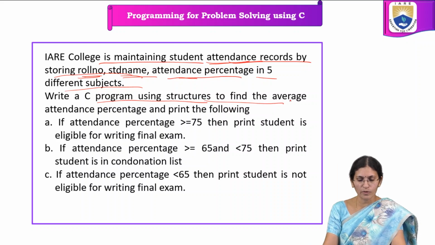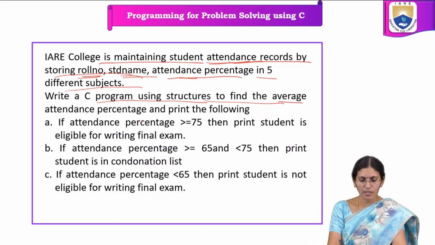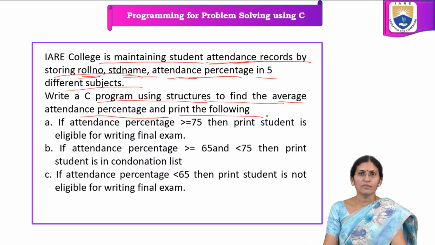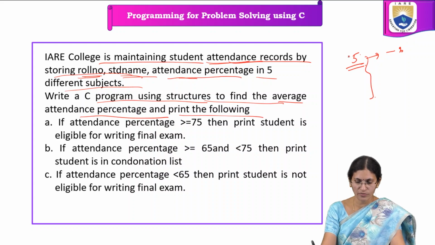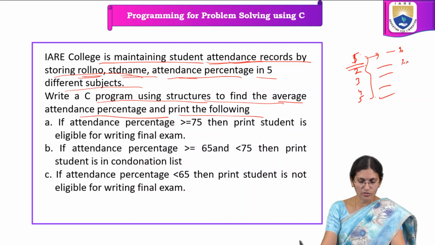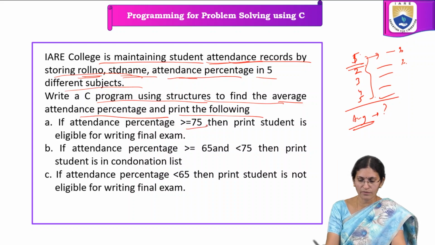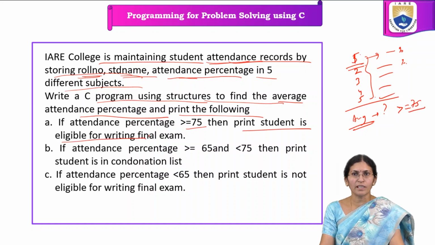We have to write a C program using structures to find the average attendance percentage and print the following. There is an attendance percentage in 5 different subjects, say subjects 1, 2, 3, 4 and 5. For each one the student will have some percentage of attendance. We have to calculate the average, and based on this average value, if it is greater than or equal to 75, we print that the student is eligible for writing the final exam.